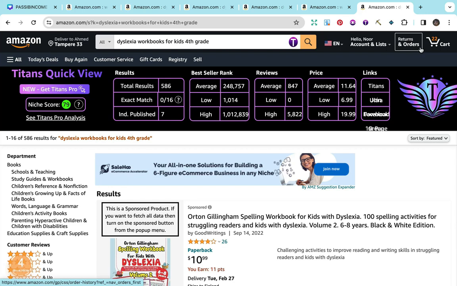So we have a keyword niche score of 79 by self-publishing Titans Chrome extension. The total results of 586, which is ideal. It is under 1,000. Average bestseller rank is sitting at 248,757, which is also good to see. It is under 300,000. Average reviews 847, and a good average price of $11.64.